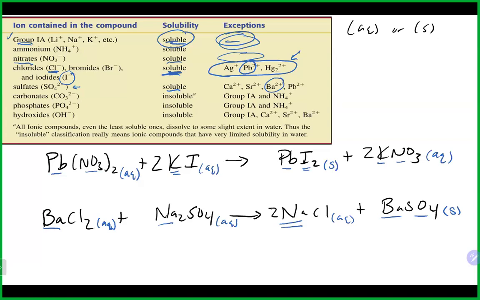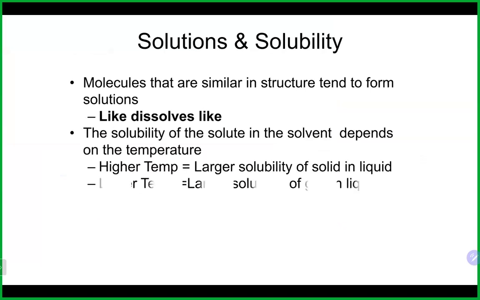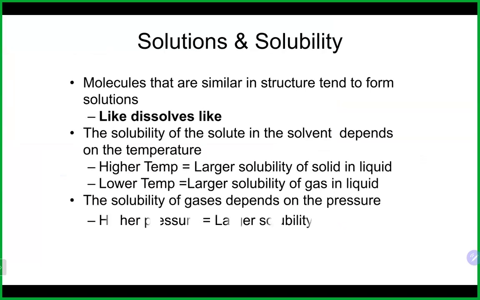So now we understand how we get some of those things. Let's take a look at a couple other things about solubility. We talked about some solutions and solubility. This idea of like dissolves like is really one of the big things in terms of solubility, and it's really based on those intermolecular forces. Also, those intermolecular forces, as I might have mentioned last time, are also the reasons why certain things have, for example, higher boiling points or higher melting points than other things, how they interact.